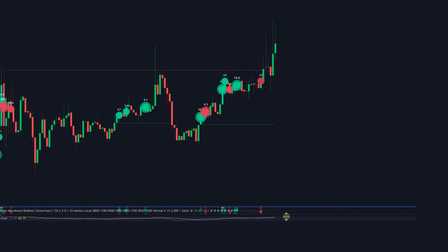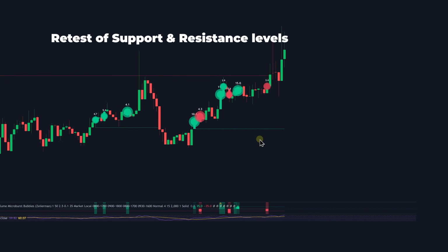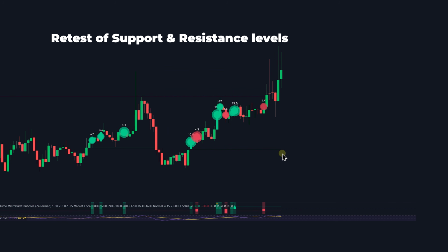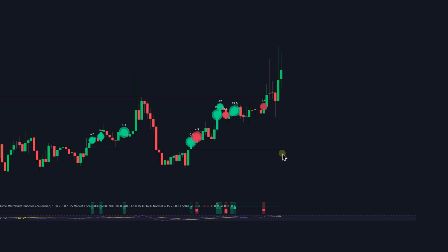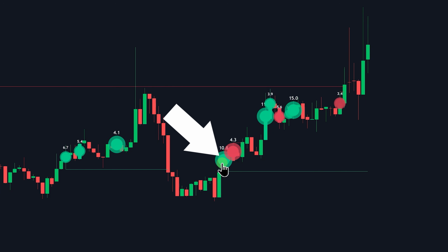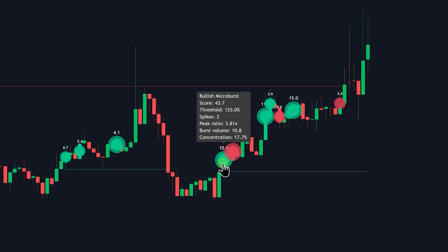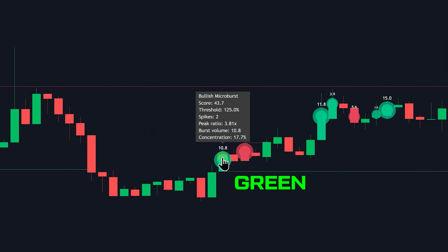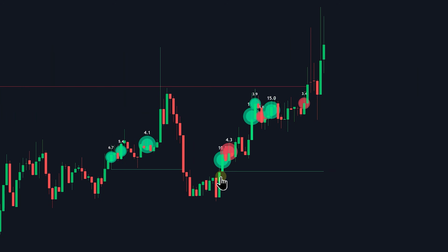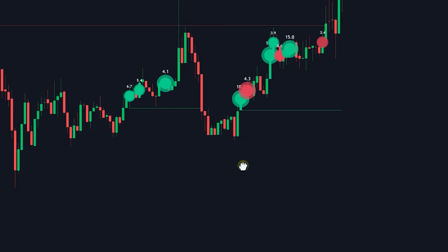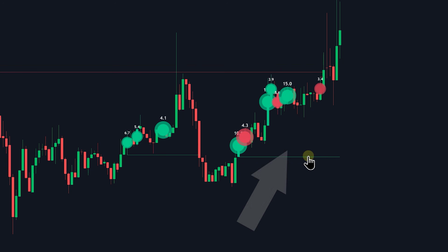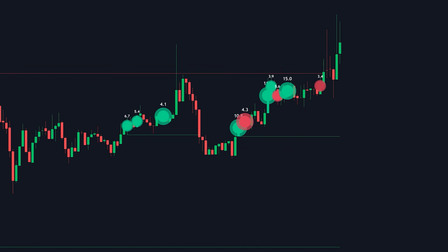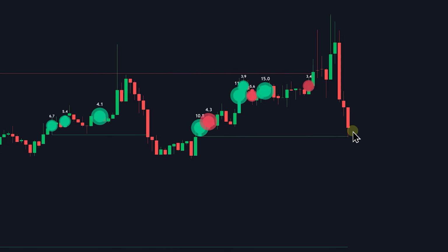The first of the three strategies is retests of support and resistance levels. Well, here are the conditions. For a long position, I want a strong bullish microburst to happen as indicated by the indicator. So we're going to look out for a green bubble printed on a bullish trend like here. When the bullish microburst appears, the indicator will give us a green horizontal level from that area. We're going to extend our level forward and then we're going to wait for price to respect that level.